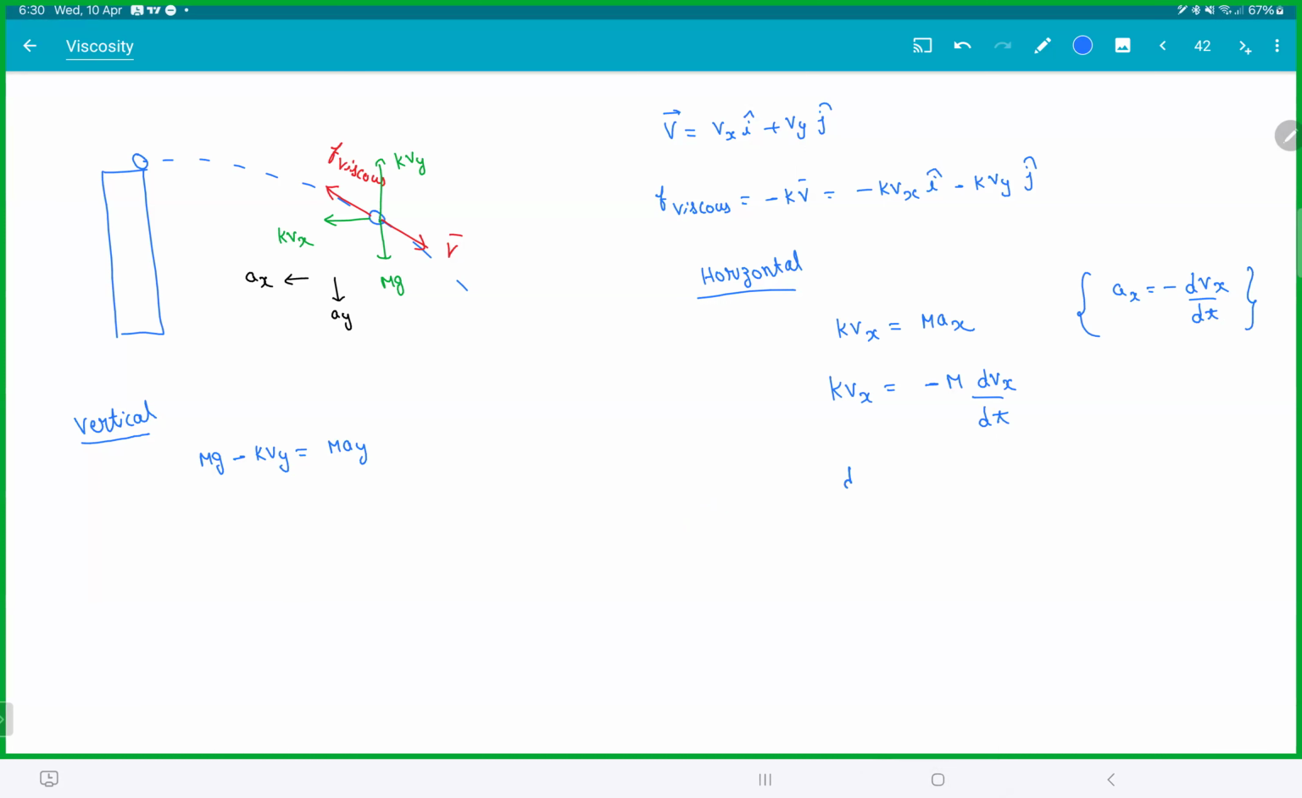So integrate this thing. dvx by vx is equal to minus k by m dt. Integrate on both sides. Initial velocity is u, final velocity is vx. This will go from 0 to t. That will give ln vx by u is equal to minus kt by m. This gives you vx is equal to u into e power minus kt by m, but that's not what I asked you. What is vx?